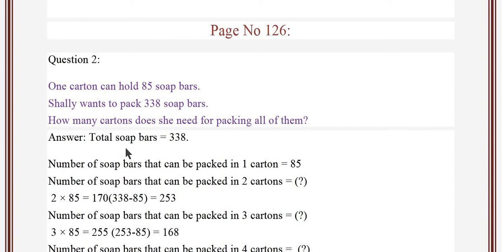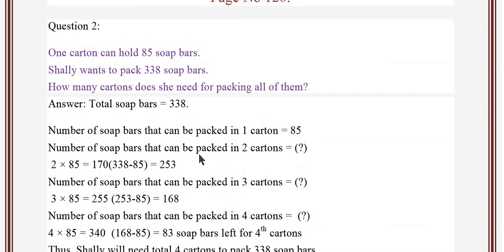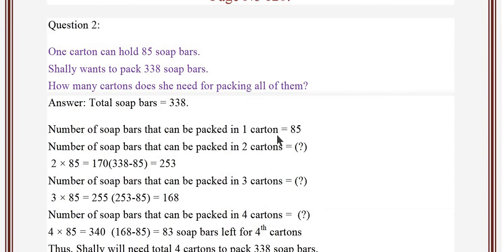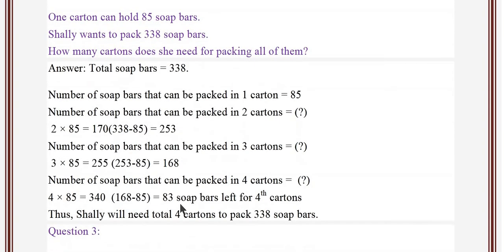So here, answer part: total soap bars 338. Number of soap bars that can be packed in one carton is equal to 85. Number of soap bars that can be packed in 2 cartons, 85 into 2, is equal to 170. So 338 minus 85 is equal to 253. Number of soap bars that can be packed in 3 cartons, 3 into 85, is equal to 255. And 253 minus 85 is equal to 168.